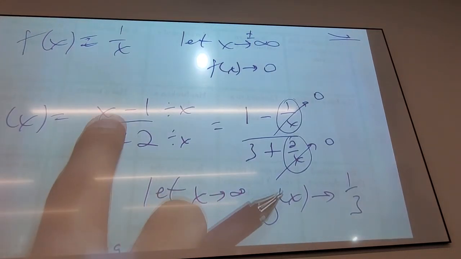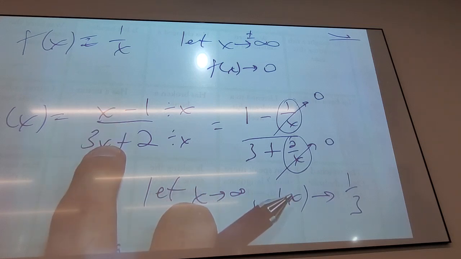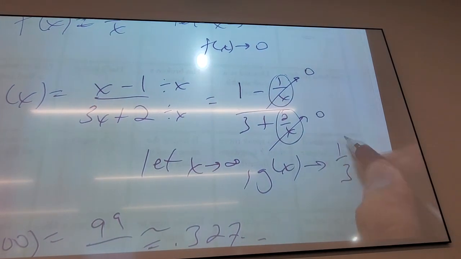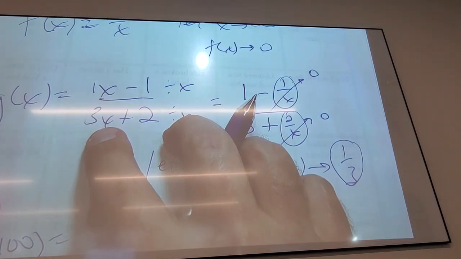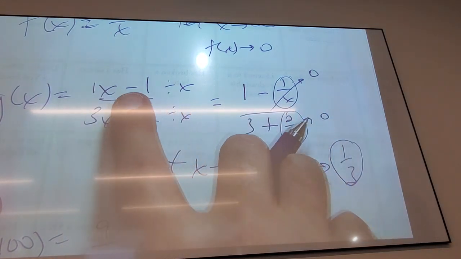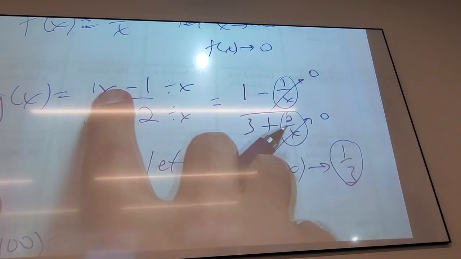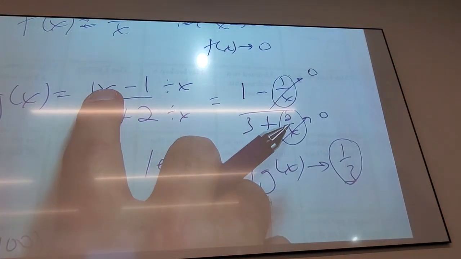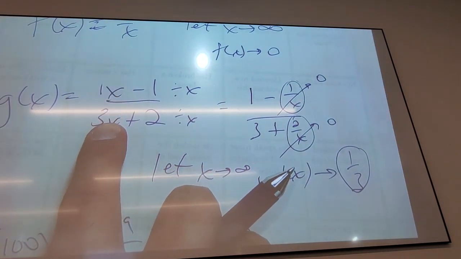What are the degrees here? They're both 1. When I have the same degree, look at the shortcut here. Watch this. Didn't we get 1/3? Isn't that the ratio of the leading coefficients? Do you see how that's always going to happen? If I divide by the highest power of x, I'm always going to be left with a ratio of what was in the front. That's what's going to be left alive. So when the degrees are the same on the top and bottom, my horizontal asymptote is just going to be the ratio of those two numbers.